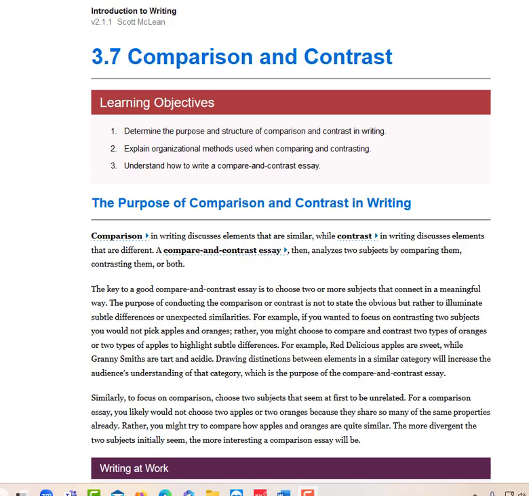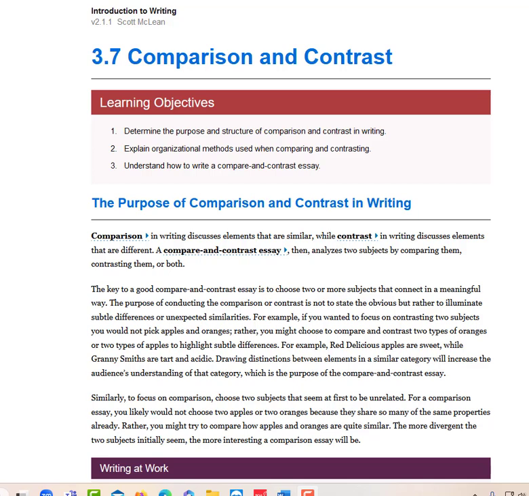The key to a good comparison-contrast essay is to choose two or more subjects that connect in a meaningful way. The purpose of conducting the comparison-contrast essay is not to state the obvious, but rather to illuminate subtle differences or unexpected similarities. For example, if you wanted to focus on contrasting two subjects, you would not pick apples and oranges. Rather, you might choose to compare and contrast two types of oranges or two types of apples to highlight the subtle difference between the two.